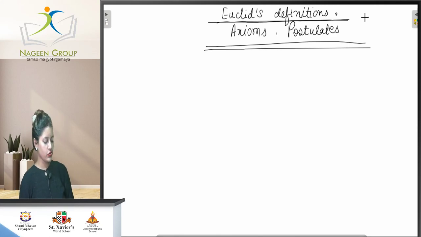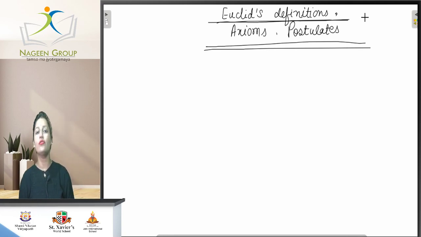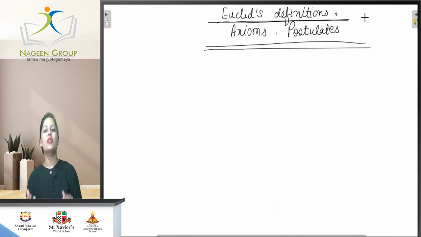Hello everyone, today we have the second class on our fifth chapter, Introduction to Euclid's Geometry. In this second class, we are going to study Euclid's definitions, axioms and postulates. So let's get started. First of all, what is Euclid's definition?